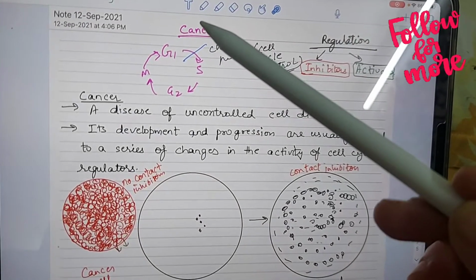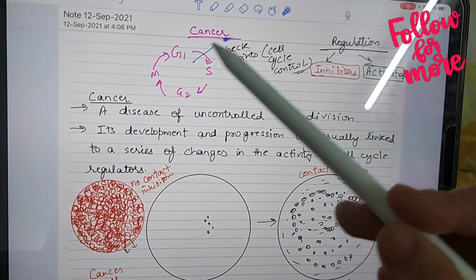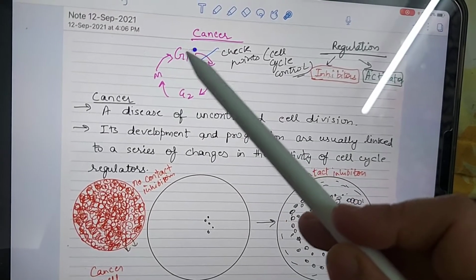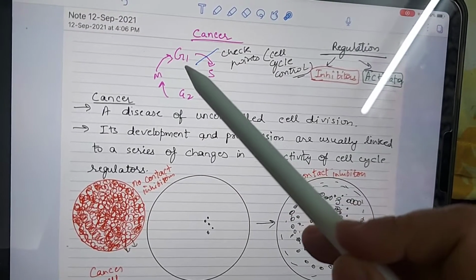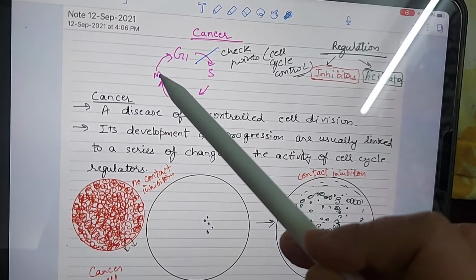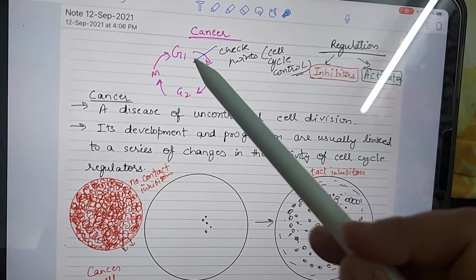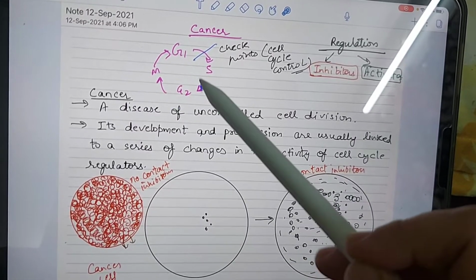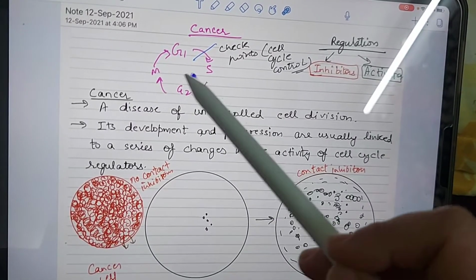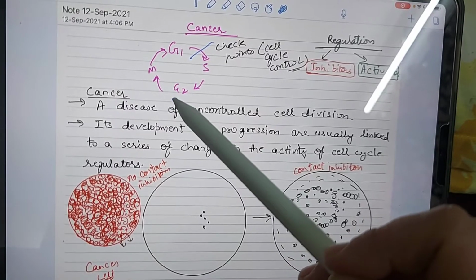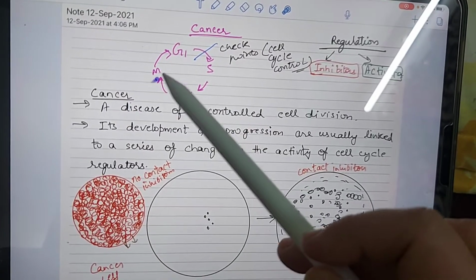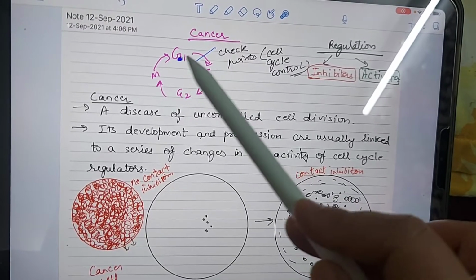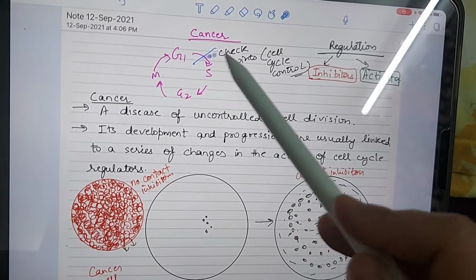Hello, and let's start with a new topic, cancer. So basically, I have made this diagram of the cell cycle. You can see these are the stages of the cell cycle: G1, S, G2, and M phase. This is the first gap, and S is the DNA replication phase. G2 is the second gap, where this gap is required for making a lot of enzymes which are required during meiosis or mitosis. So I have made this cell cycle because I wanted to show you here.